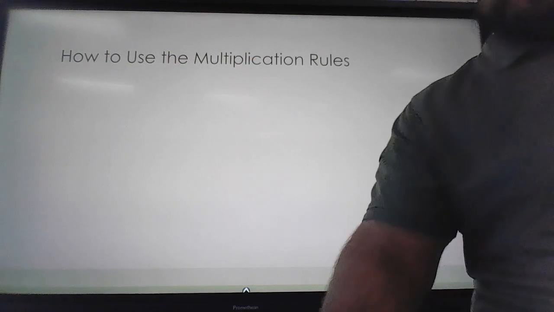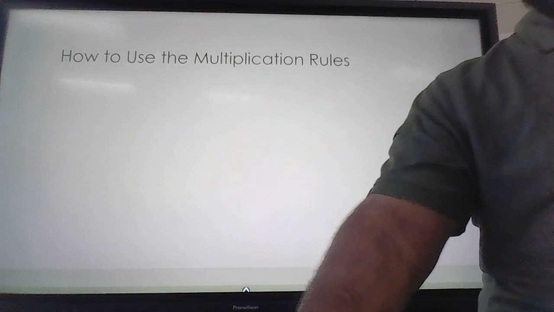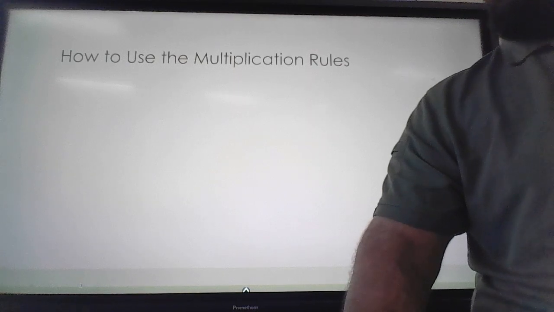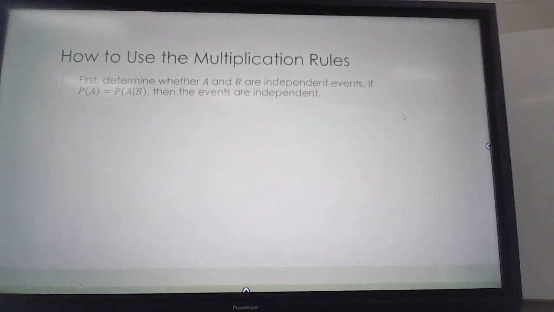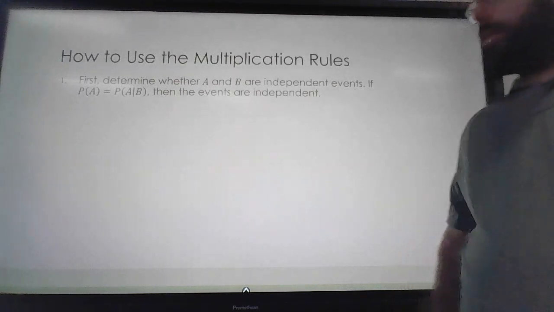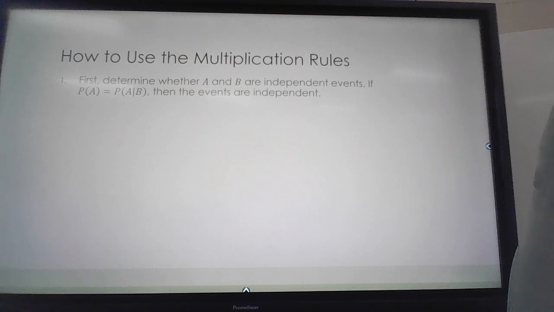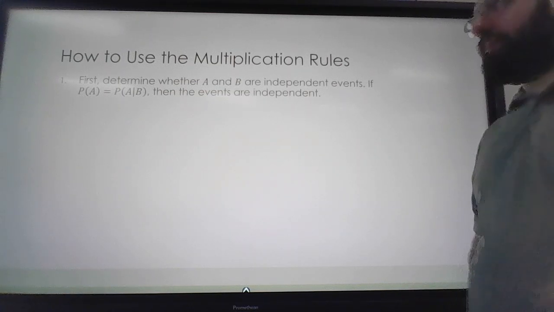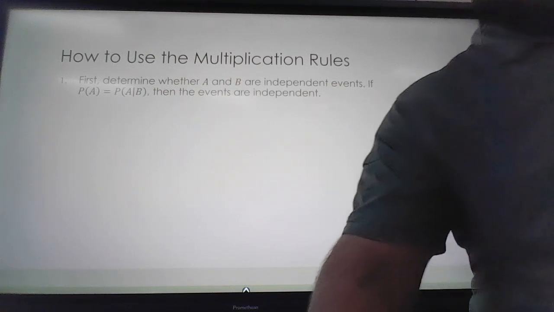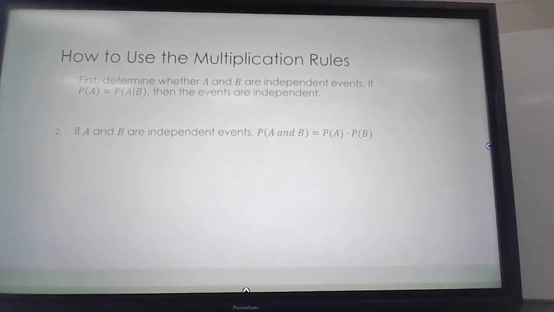So in a general sense, here's how you should use the multiplication rules for and probabilities. First you want to determine if the 2 events are independent. If one of them does not affect the probability of the other, they're considered independent. If that's the case, then the conditional probability of A given B is the exact same as the probability of A. So that means that they are independent. So if they are independent, then you just simply multiply the individual probabilities together.